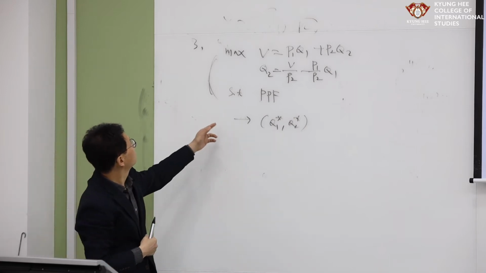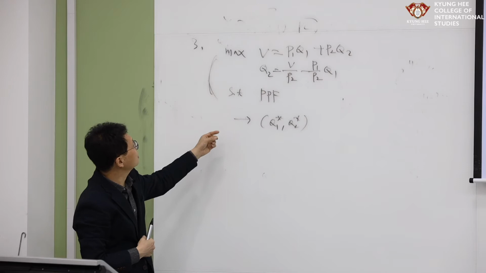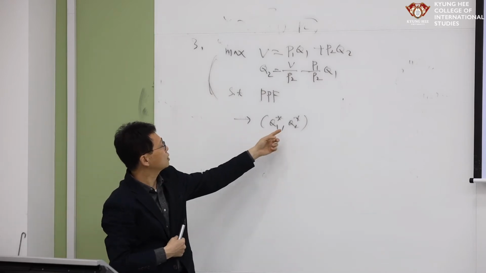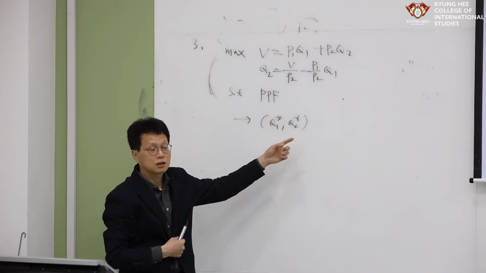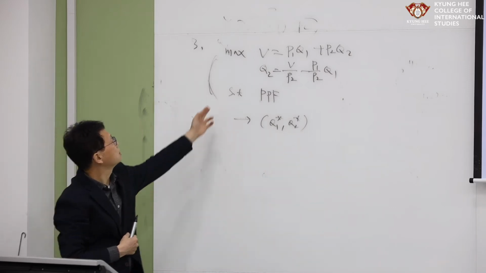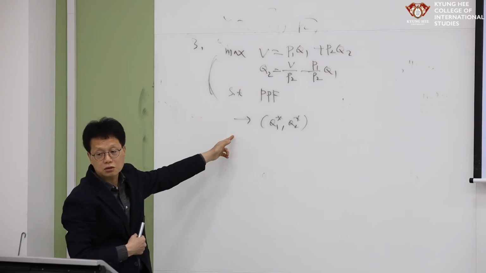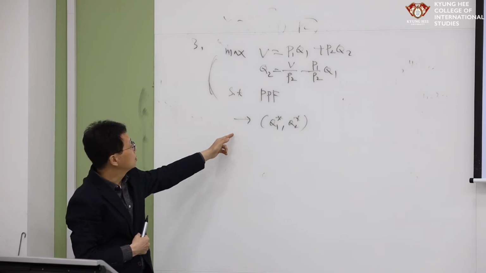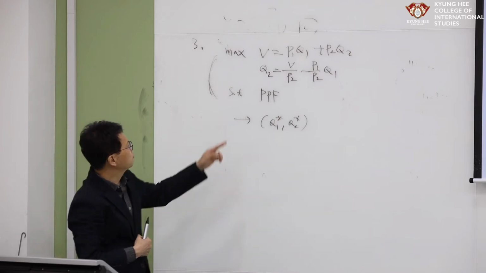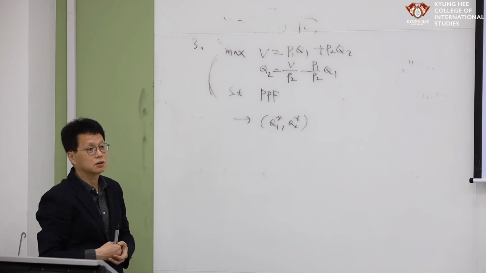So we are reformulating from the perspective of the country. Anyway, the conclusion is the same: Q1 star, Q2 star, L1 star, L2 star, K1 star, K2 star are decided in this process, the value maximization solution, right? I'd like to explain the PPF, the production possibility frontier.